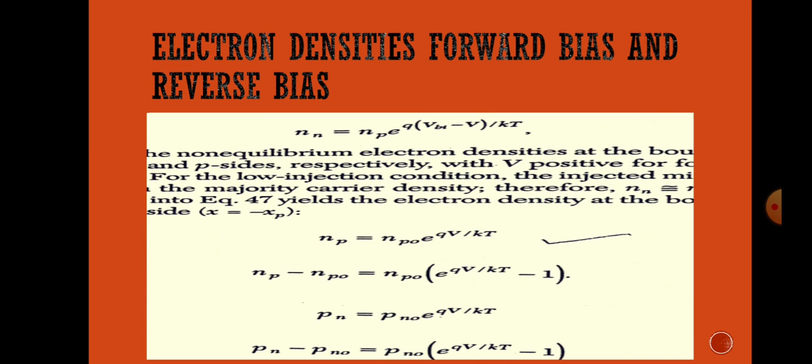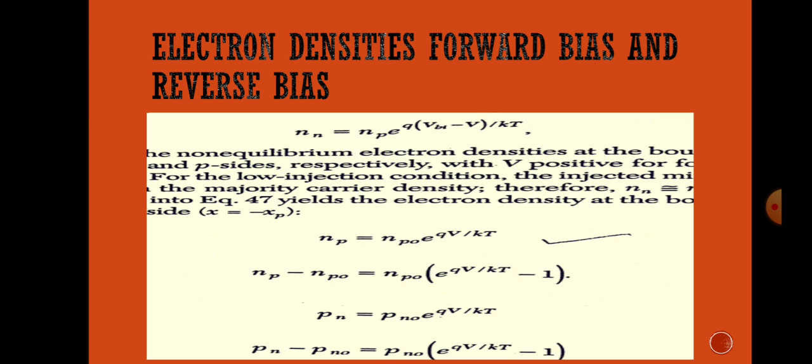When a forward bias is applied, the electrostatic potential difference is reduced to VBI minus VF, but when a reverse bias is applied, the electrostatic potential difference is increased to VBI plus VR. So the equation can be written as Nn is equal to Np e to the power q(VBI minus V) divided by kT, where Nn and Np are non-equilibrium electron densities at the boundaries of the depletion region in the N and P sides respectively, with V positive for forward bias and negative for reverse bias.